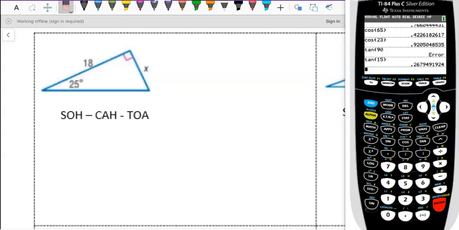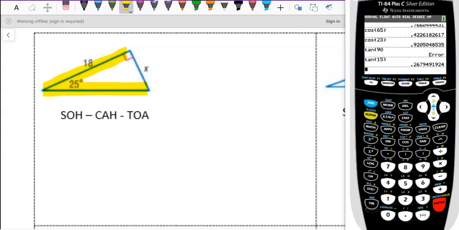Welcome back to our lesson on finding the missing side of a right triangle using trig. The first thing you need to do is identify your reference angle, because that's going to help you determine your opposite and your adjacent. When I look, the angle they gave me was this 25. So that is this angle right here.